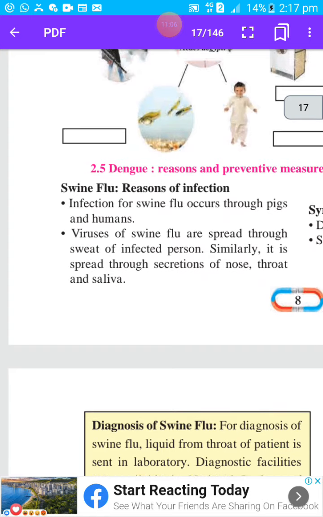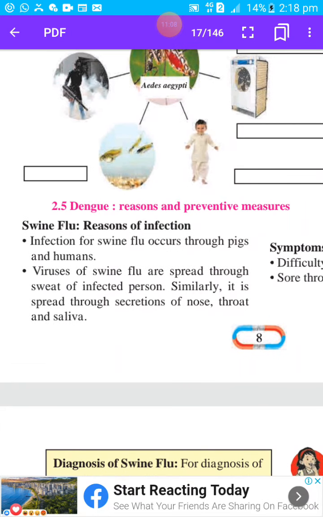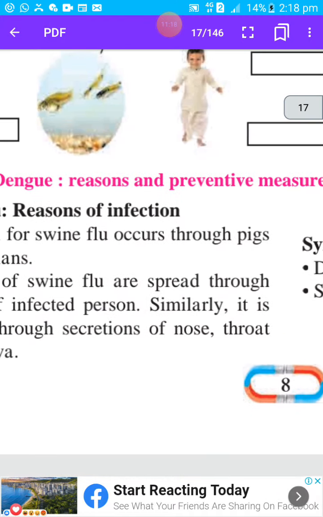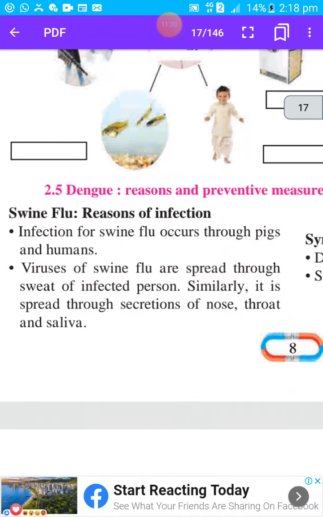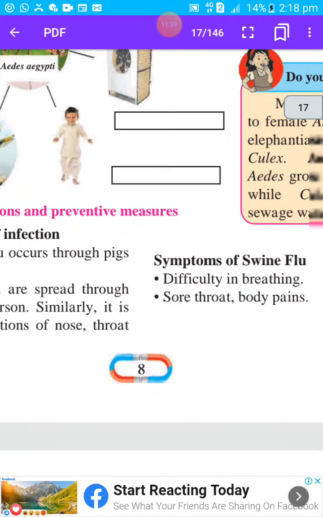Then the second disease is swine flu. Okay, so the reasons of infection for swine flu: it occurs through pigs and humans. So this is spread through pigs and humans. Viruses of swine flu are spread through sweat of an infected person. Similarly, it is spread through the secretion of nose, throat and saliva. So like coronavirus, this swine flu is also spread through the secretion of nose, throat and saliva.